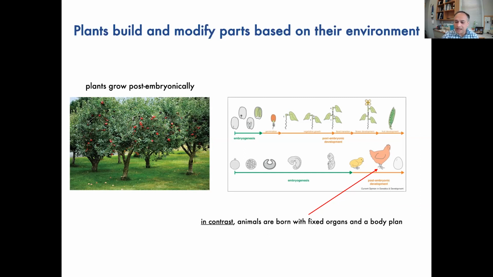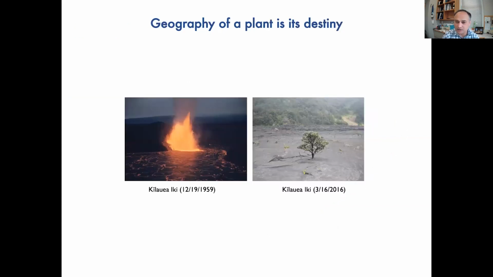And now why is this plasticity, this flexibility in making body parts, important? Because geography of a plant is its destiny, right? So unlike you and me, if it's raining, we can come inside into a shelter, but the plants are unable to do that. They're stuck in one place. Wherever the seed germinates, they start to grow there and complete their life cycle.